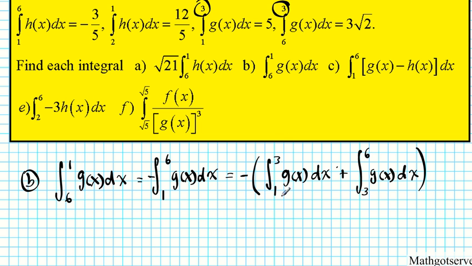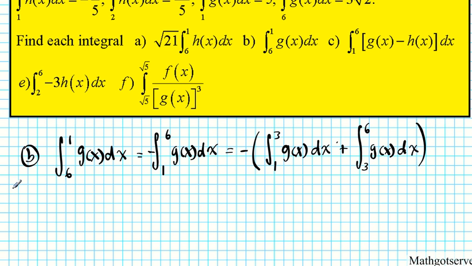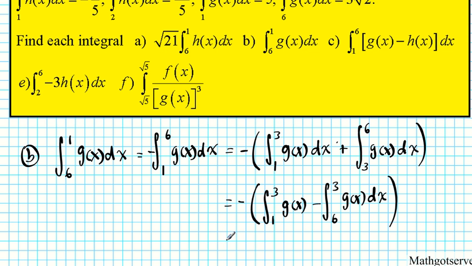So I know the value of this from 1 to 3 of g of x dx is 5, but I have a problem here. I know the value from 6 to 3. I don't know the value from 3 to 6. So I'm going to use the order of integration rule again. This is going to be minus times the antiderivative from 1 to 3, which I know, minus, negating or switching the sign gives me the right to switch the order of integration from 6 to 3 of g of x dx. Now I can substitute with ease.